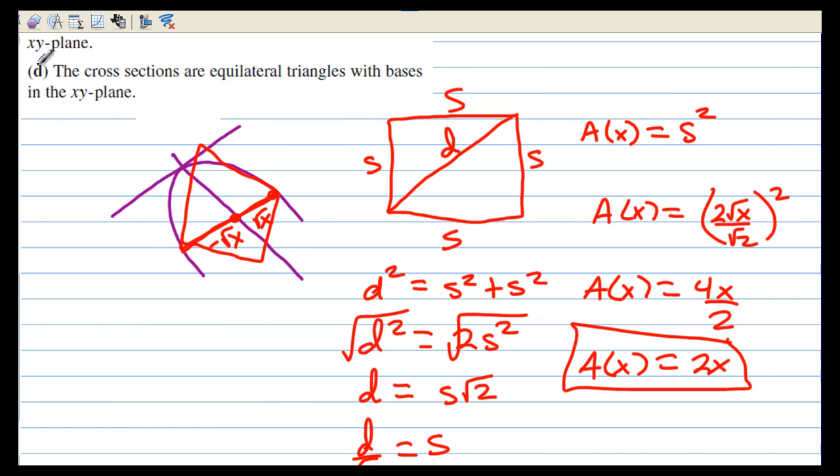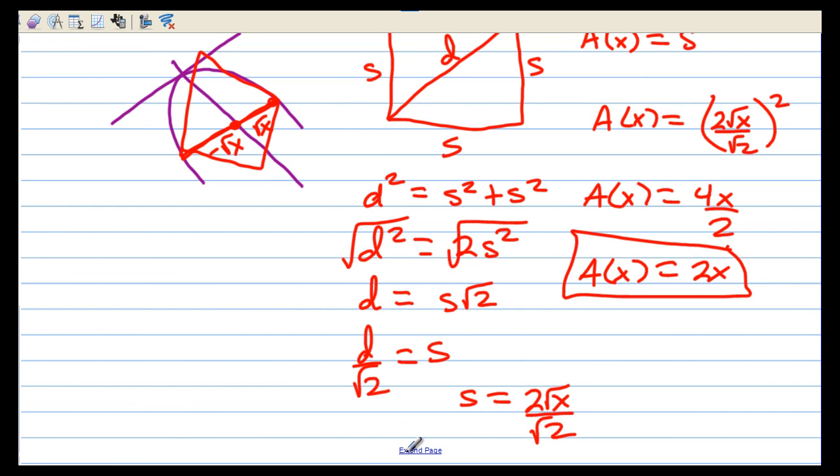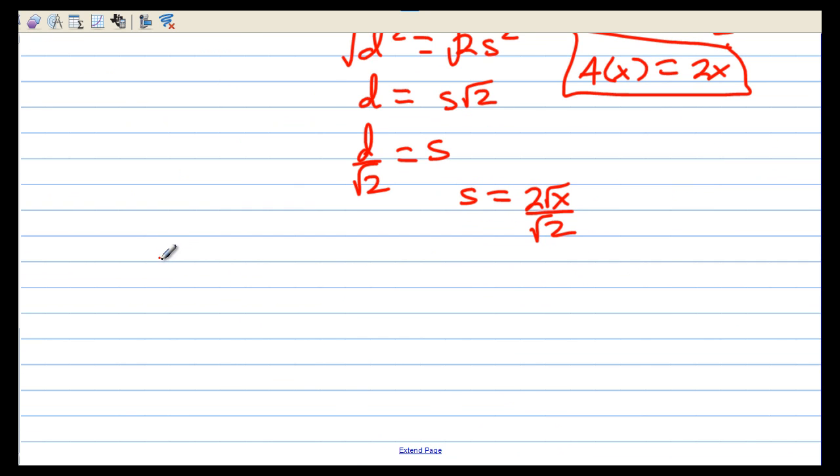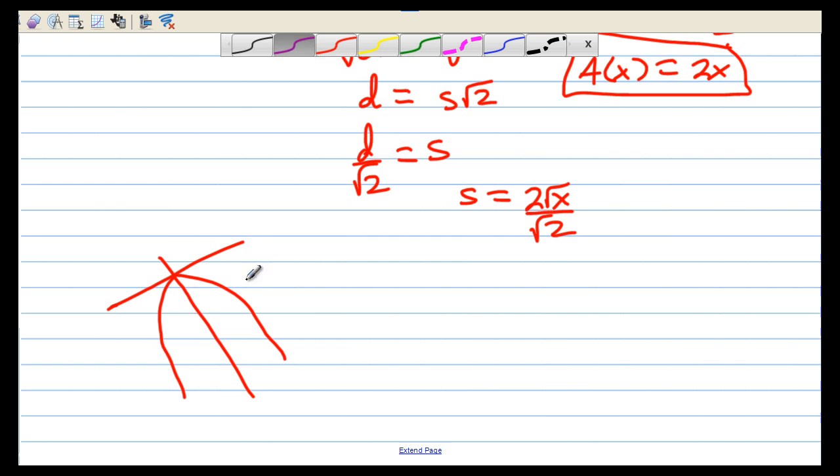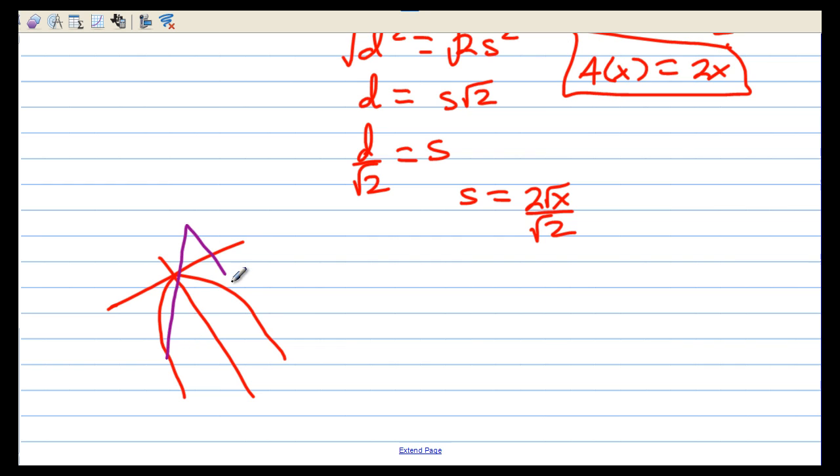Right there. And we finally have letter D. The cross sections are equilateral triangles with bases in the xy plane. All right, let's draw that one out. There's the square root of x, and the cross sections are equilateral triangles. So the base is 2 square root of x.